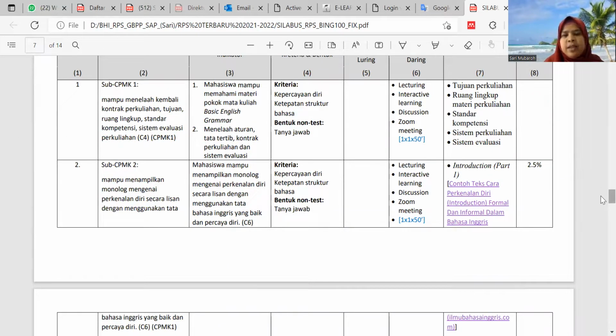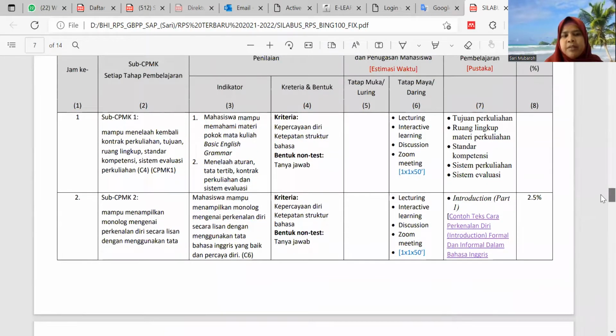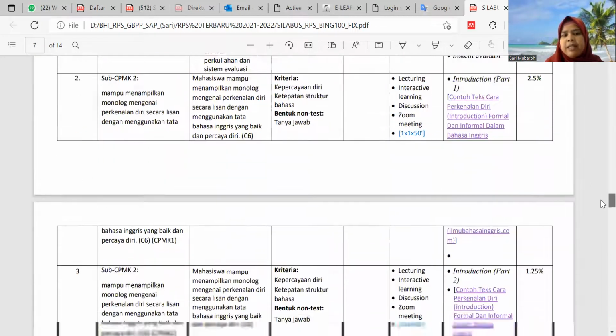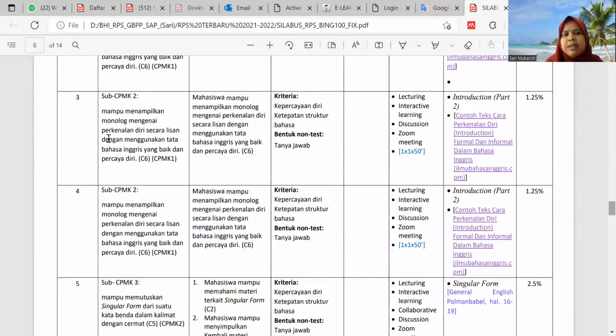For example, like today, we have 2 sessions, the first and the second session. In the first session, we're talking about our contract of study and lesson plan. And after this, we are going to talk about introduction. This is for the first meeting. And for the second meeting, it's talking about the third and the fourth number, still talking about introduction.